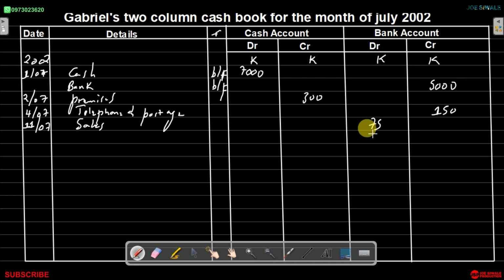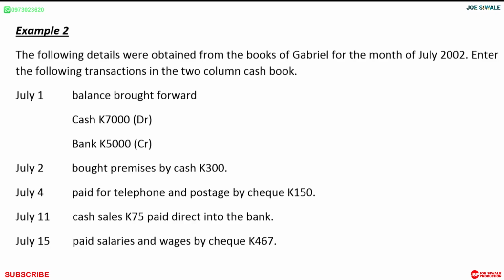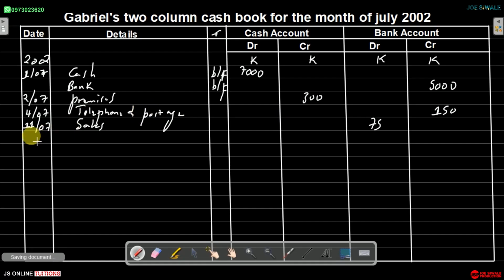Then on the 15th of July, paid salaries and wages by check amounting to 467. So for this type of transaction, it is taking money out of the business, and that means that we're going to credit the bank account. So we have 15th of July, we'll say salaries and wages, and we're going to record that on the credit side as 467.